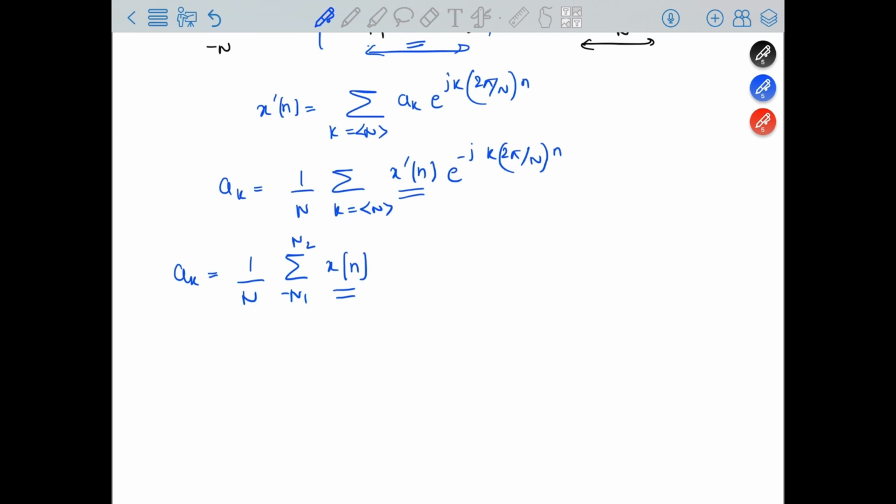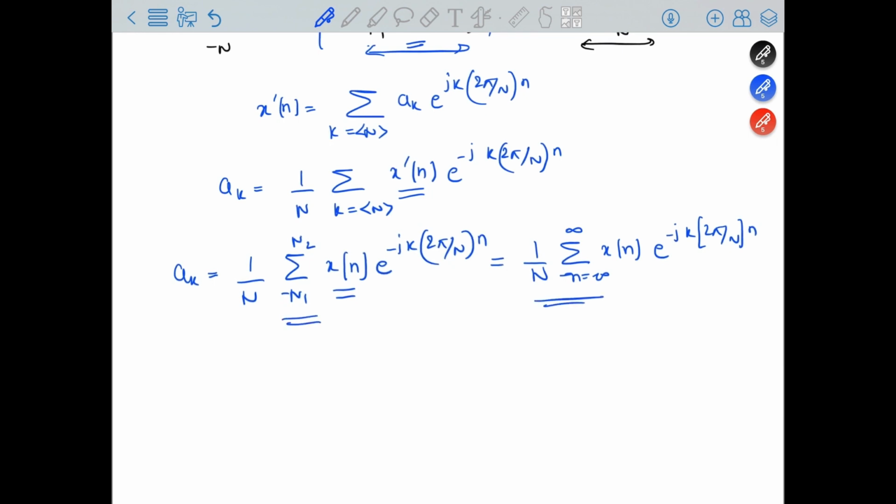So when we replace this range as minus n1 to n2, we have x[n] e raised to the power minus jk 2 pi by capital N into small n, and that can be written as the summation over n equal to minus infinity to infinity of x[n] e raised to the power minus jk 2 pi by N multiplied with n. These two values will be the same, because x[n] takes values only in minus n1 to n2, and if the range is changed to minus infinity to infinity, that doesn't change the value of this summation.